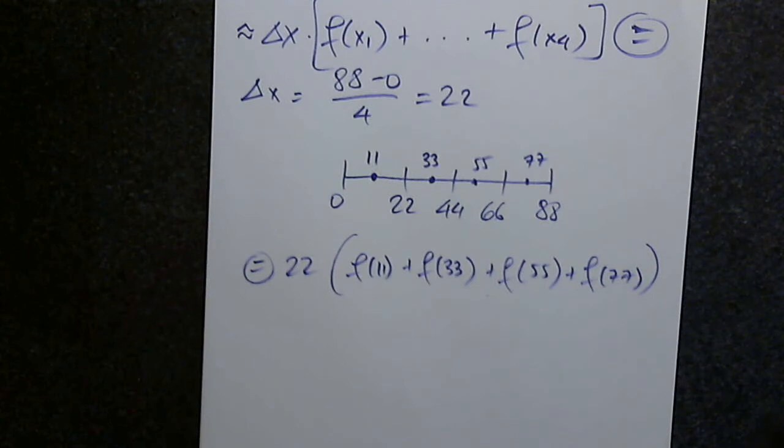And I got 18.1200. They said 4 decimal places? Yeah. So I got 18.1200.